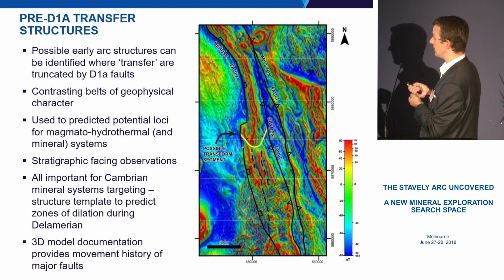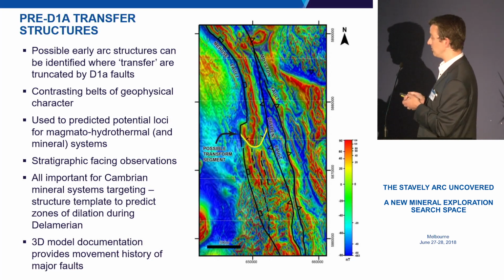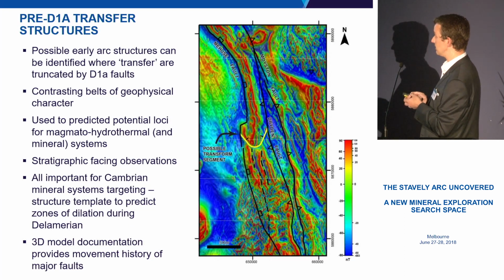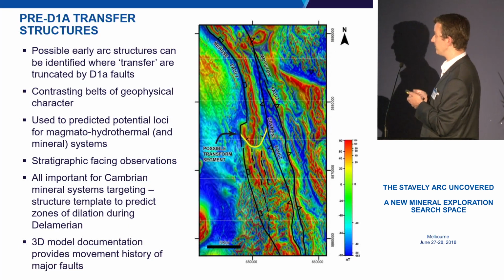Ways you'd pick that in the field would be differences in facing directions of the volcanic belt. So you might be able to do that using forward modelling of your geophysical data, or if you've done diamond core, you'd be able to pick that using younging indicators.